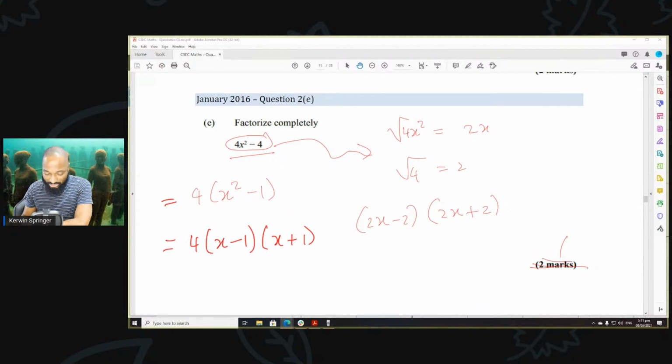So this is what you need to do first. You need to actually pull out the 4 and then do the difference of 2 squares. Not all the time it happens, but when it happens, it happens.